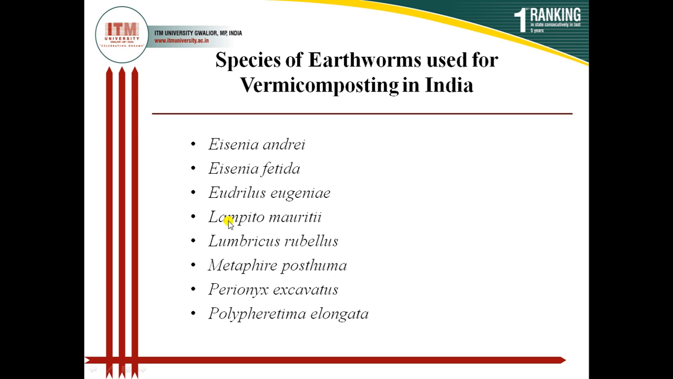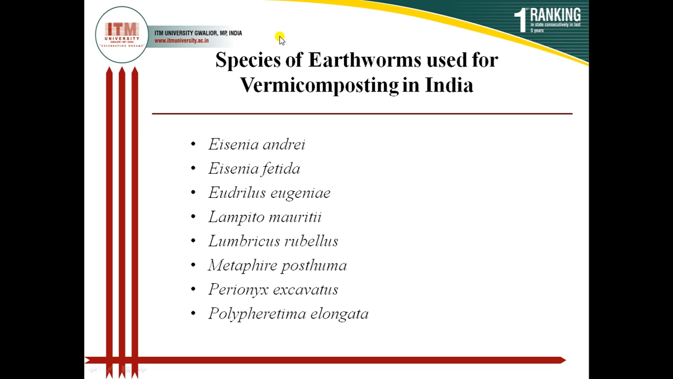Some species, one is Lampito mauritii. This species is present in India in large quantity. It feeds on several types of organic matter. But our agriculture waste, our kitchen waste, our food waste, is complex in nature. So Lampito mauritii feeds on the humus. Eisenia fetida and Eisenia andrei, these two are the major species which are used in our vermicomposting through agricultural waste.